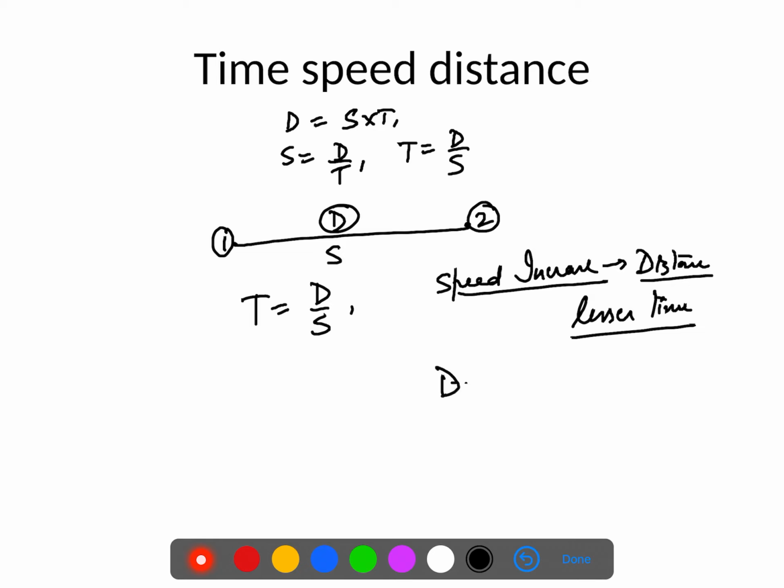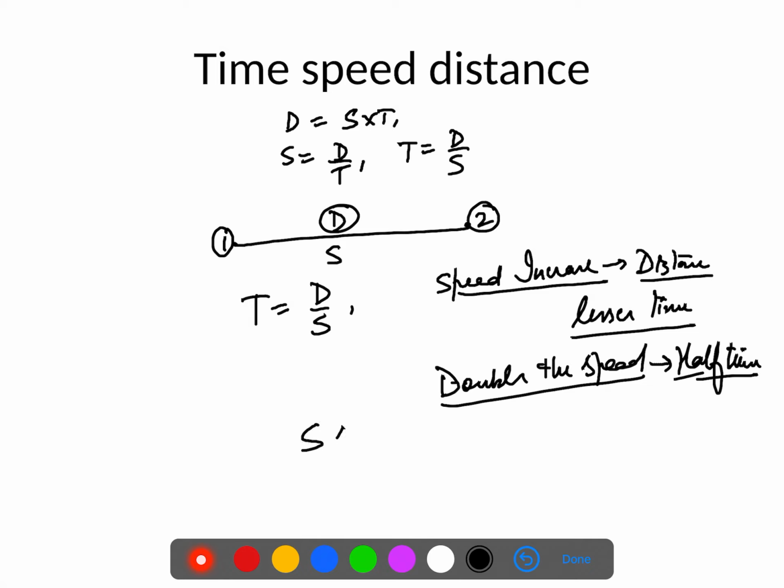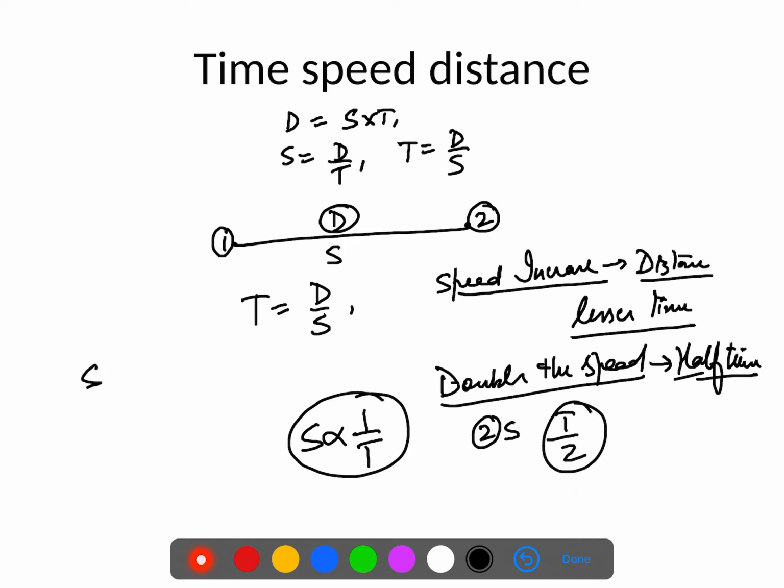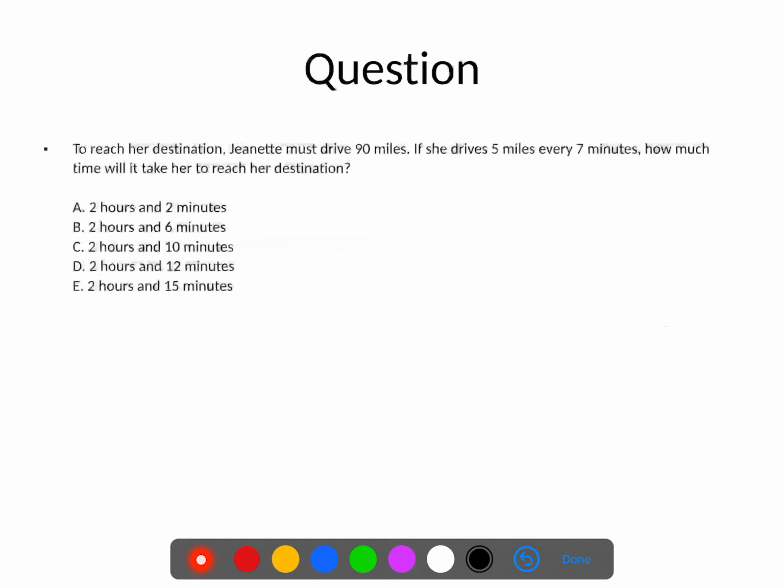Let's say I double the speed. If I double the speed, I'll take half the time. So for the same distance, if I'm traveling at double the speed, I'll take half the time. So speed is inversely proportional to time. What it means is, if speed is getting multiplied by 2, time will get divided by 2. So if speed gets divided by 3, time will get multiplied by 3. That's what it means.